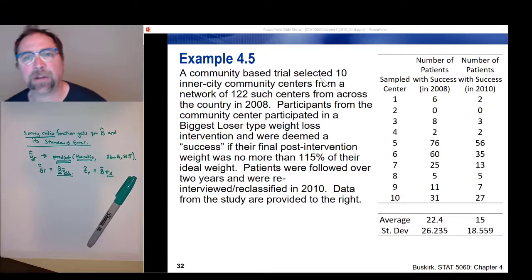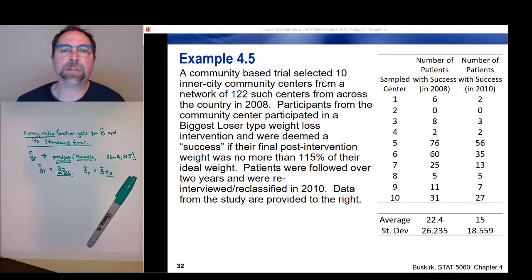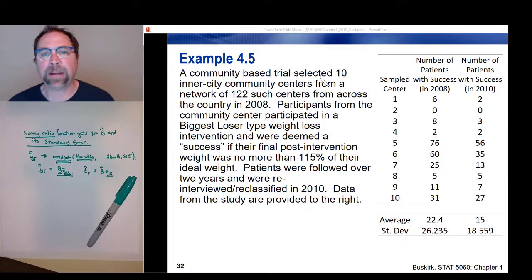This community, a couple of years ago, selected 10 inner city community centers from a network of 122 of them, randomly without replacement, in 2008. Participants from the community center participated in a Biggest Loser type weight loss contest, and they were deemed success if their final post-intervention weight was no more than 115% of their ideal weight. That means that they were almost close to their ideal weight or a little over.